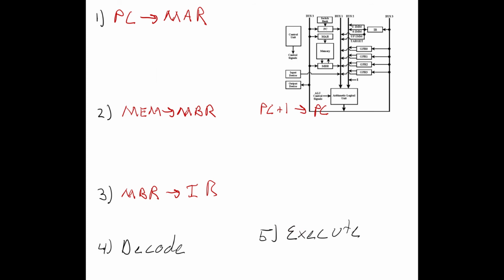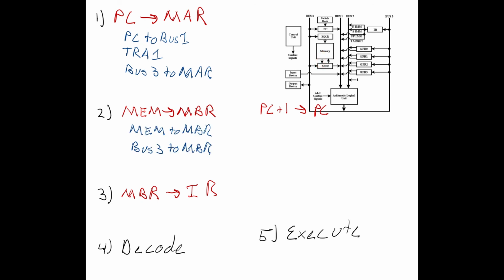So what switches do we need to turn on for each step? Step 1, we want to take our PC, pass it through the ALU, and put it in the MAR. So those switches are PC to bus 1, TRA1, bus 3 to MAR. Now step 2 is to take what's in memory and put it in the memory buffer register. Now those switches are MEM to MBR, and remember that's the mux that's going to shut off that one and select that input to the MBR. And then bus 3 to MBR is the clock on the register of the MBR.